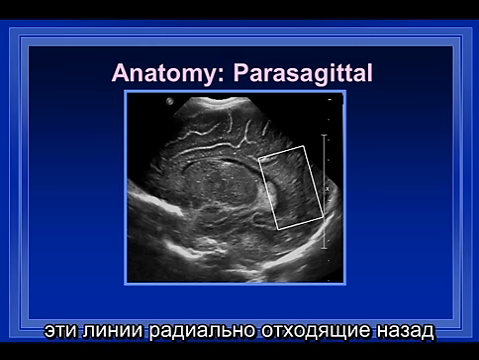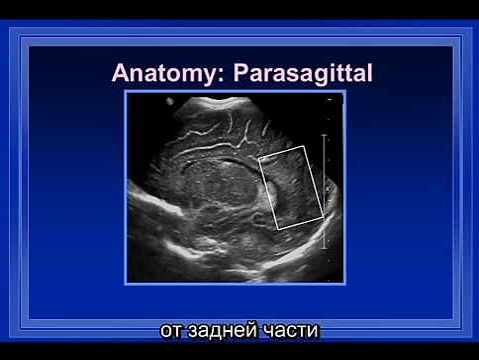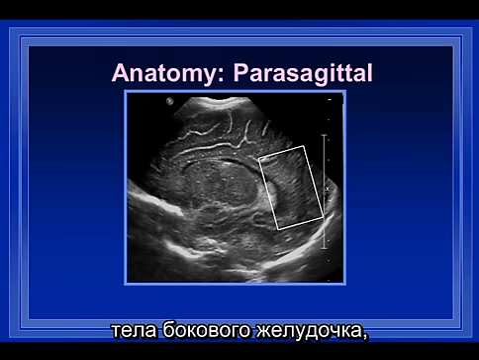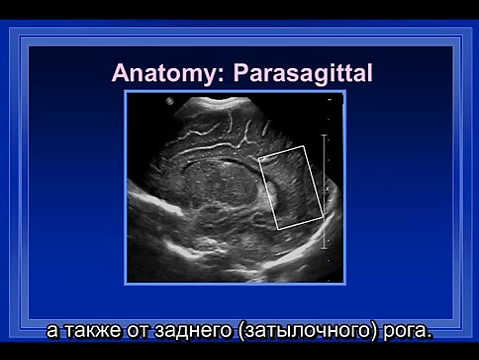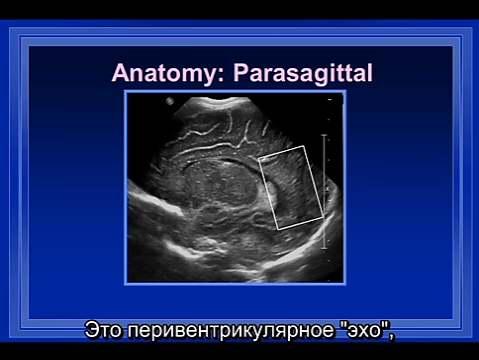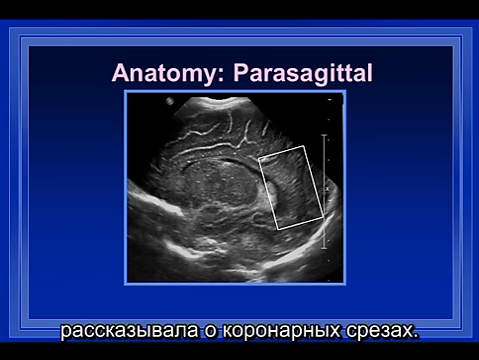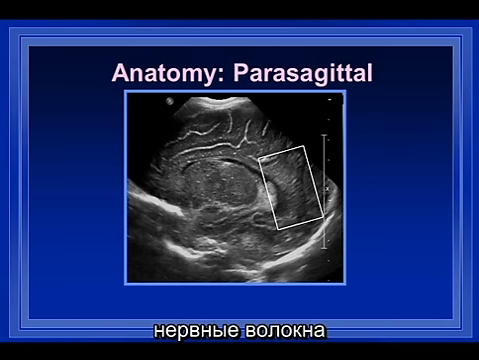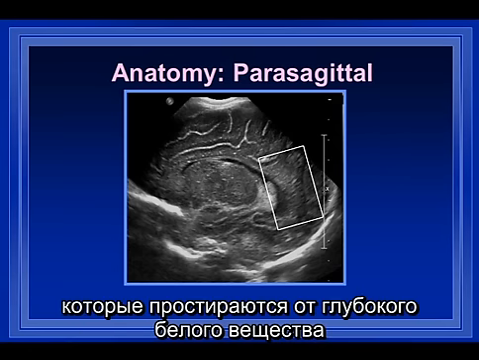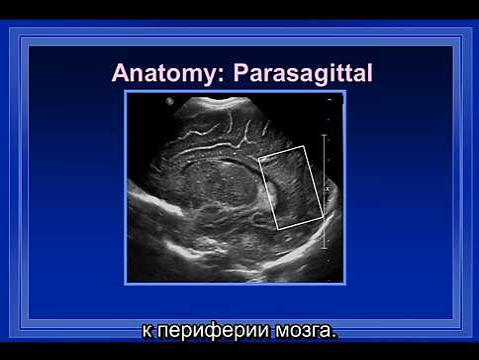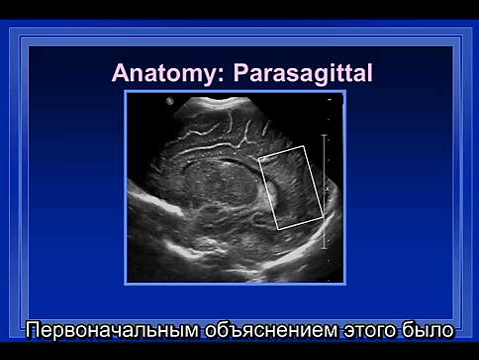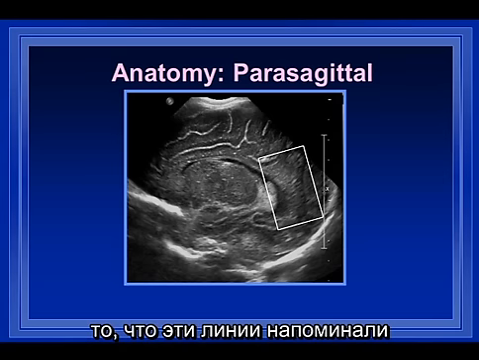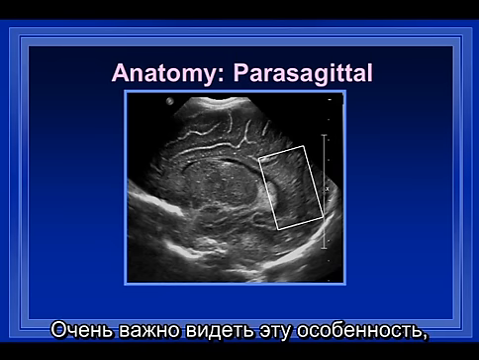You'll notice there are little fine lines that radiate back from the posterior aspect of the body of the lateral ventricle as well as the occipital horn. This is the periventricular blush that I alluded to when we talked about the coronal plane imaging, and these represent the vascular markings as well as the nerve fibers that extend from the deep white matter to the periphery of the brain. The initial description was that these lines were reminiscent of the strokes of an artist's brush.